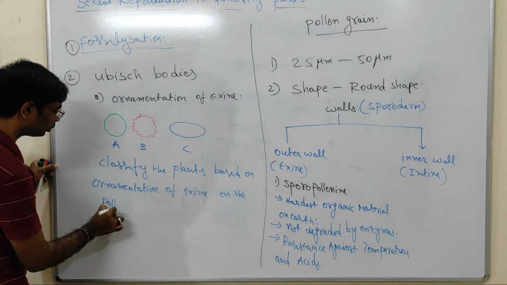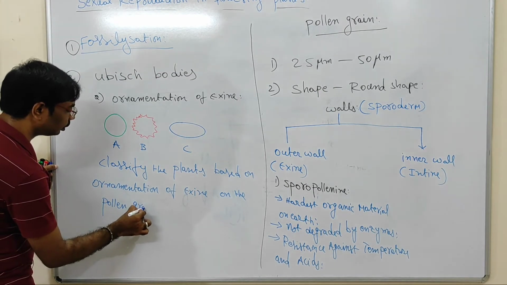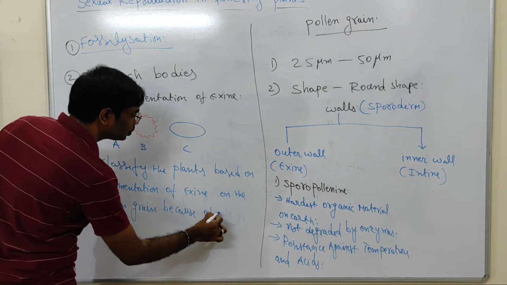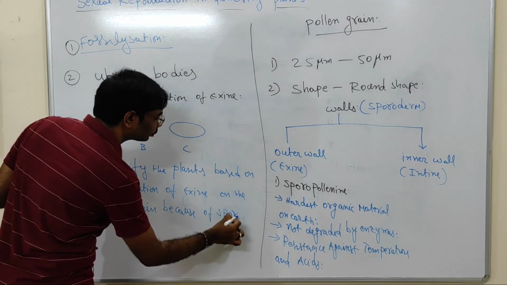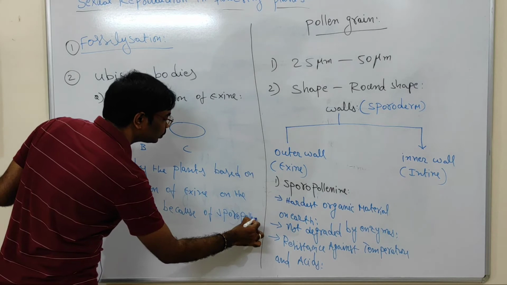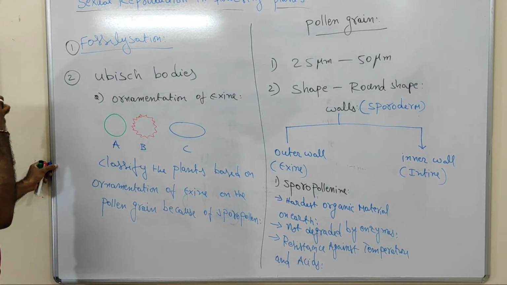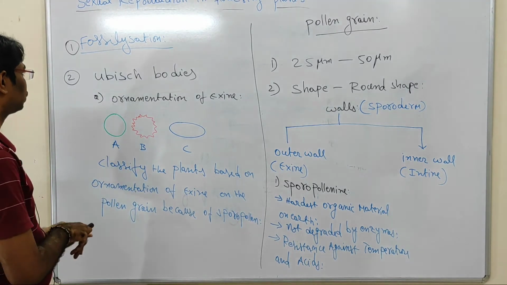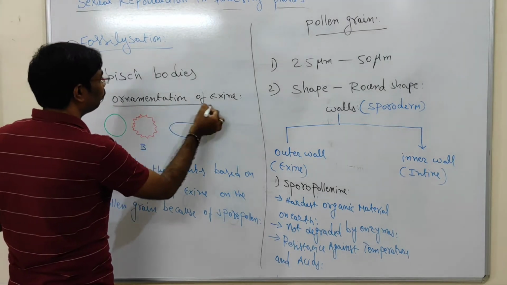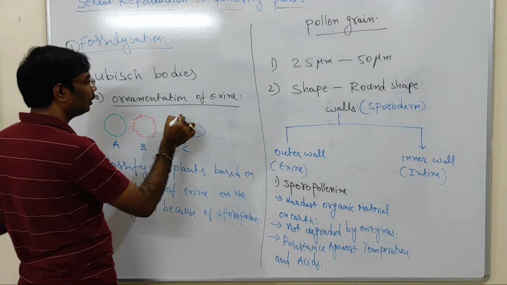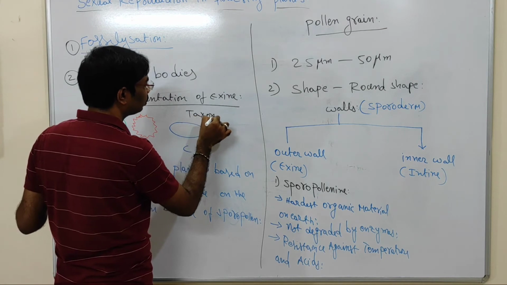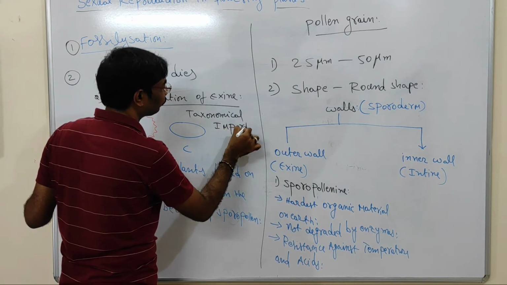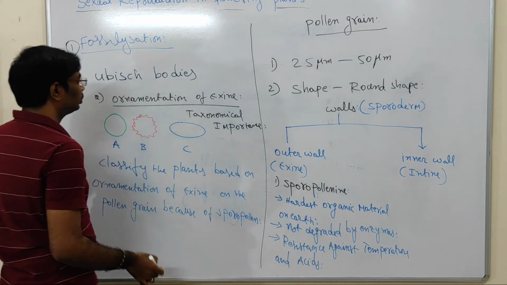The ornamentation of exine on the pollen grain is because of sporopollenin. Okay, so this is the reason. Because of that, we can say these pollen grains have a taxonomical importance. The pollen grains having sporopollenin have a taxonomical importance. So this is the second significance. Okay, so this is the second point.